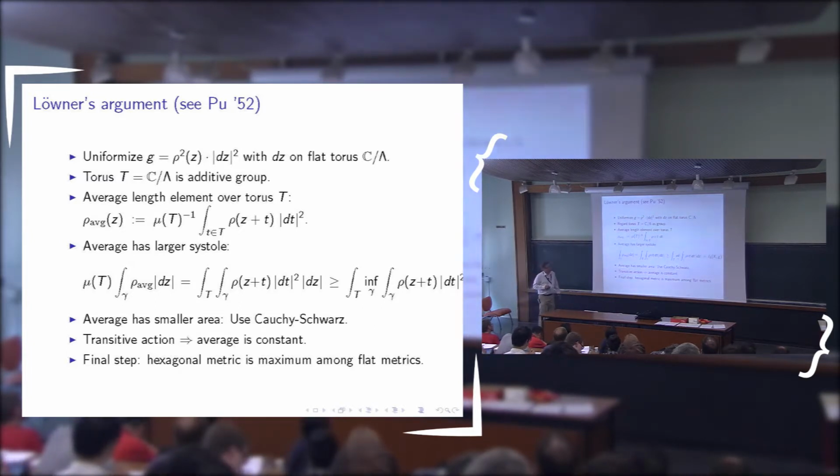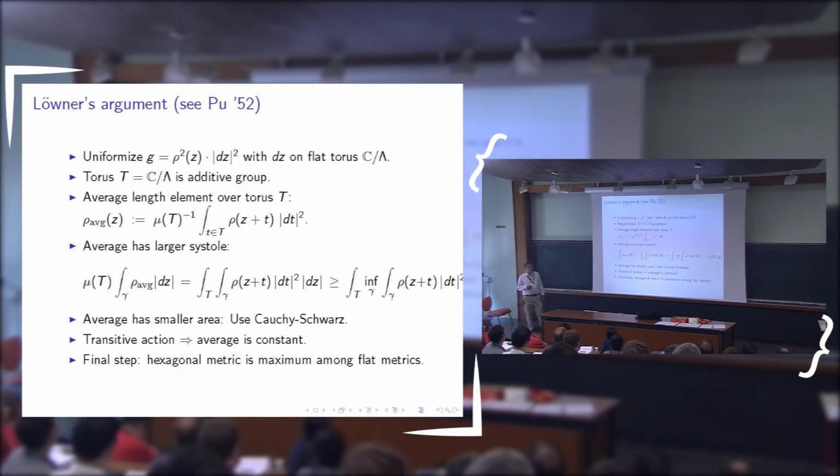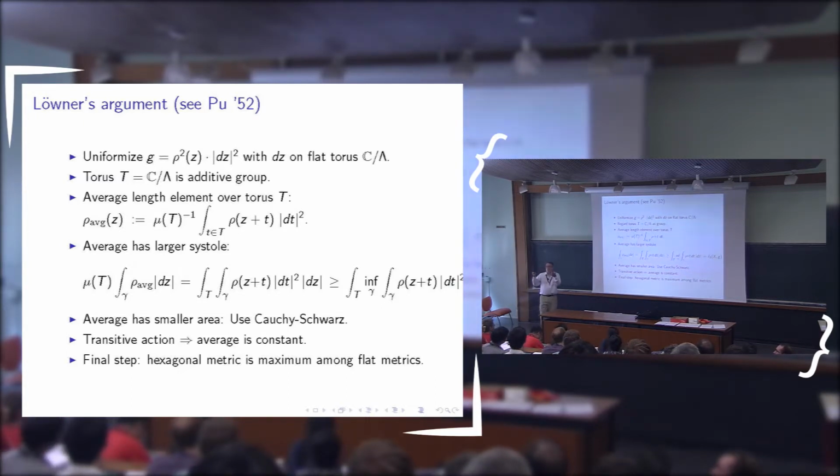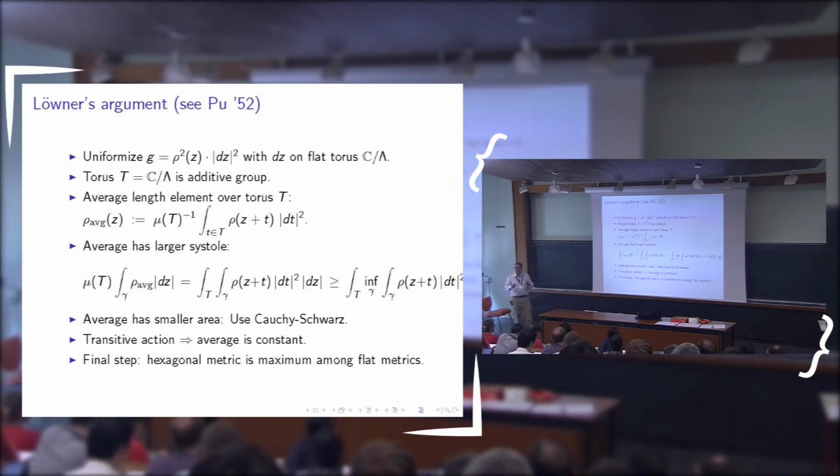When you do this, you can check the average has larger systole. There's some little computation. Look at the video later if you want to try to understand the computation. And the average has smaller area, and that's just the Cauchy-Schwarz lemma. So by averaging, you're going to increase the systolic ratio because you're increasing the length and decreasing the area. And by that I mean non-decreasing or non-increasing. So since it's a transitive action, the average is constant.